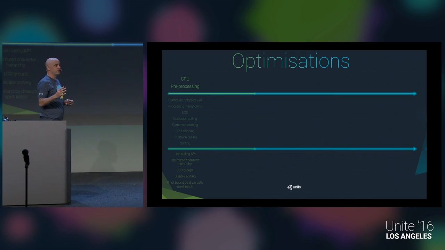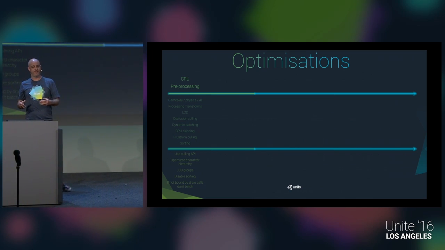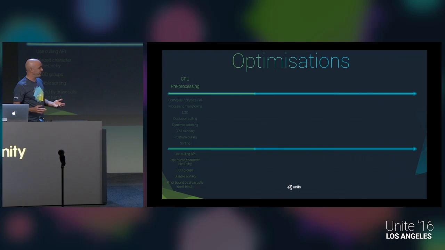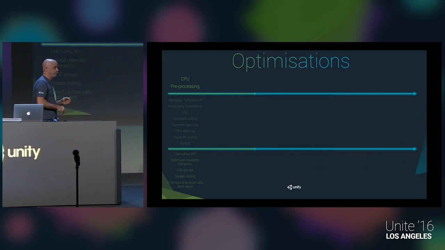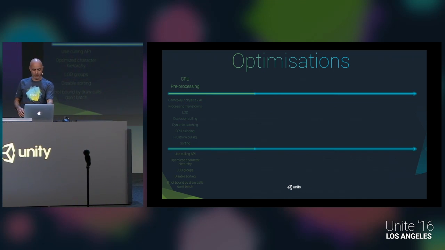You can even disable sorting if you know that that's not actually going to benefit you at that stage. That's an optimization that can be made, ironically. And if you're not bound by draw calls, then don't batch. You don't have to do that if it's not part of your bottleneck.